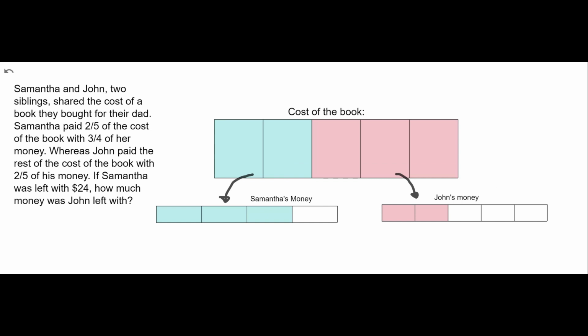Wonderful. And now we'll look at the last sentence of the problem. If Samantha was left with $24, how much money was John left with? You can see here that on our diagram, Samantha was left with 1/4 of her money because the white space represents the money not spent. So this 1/4 must be $24. Using this, we can find the value of the other 3/4, which should also be $24. There we go.